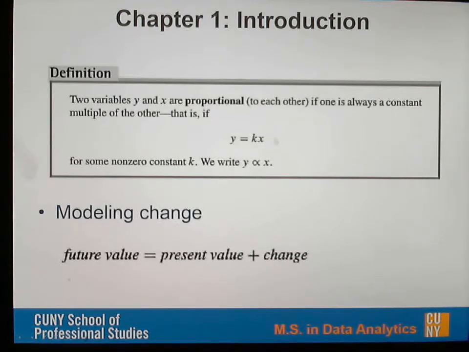This is the definition of proportional: two variables y and x are proportional if one is always a constant multiple of the other. That is to say, y equals kx. Remember, this is how we write the proportional relationship between y and x. When we want to model a change, future value is equal to present value plus change.